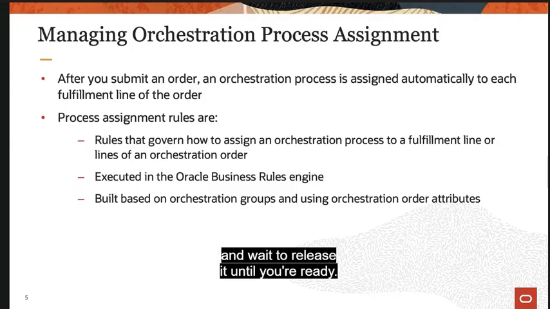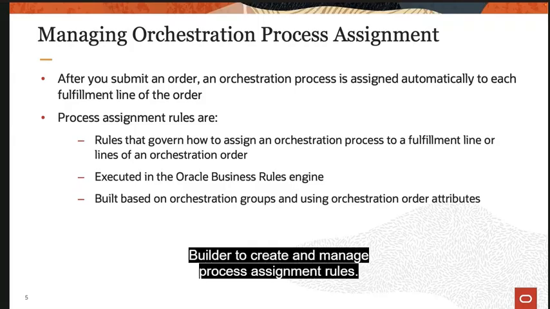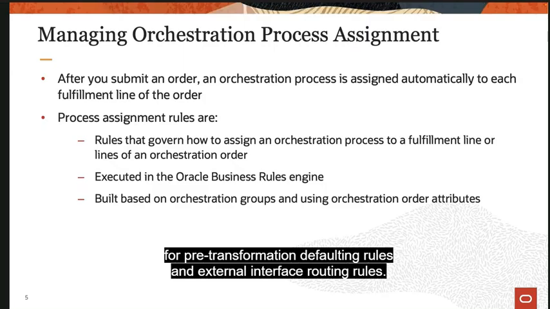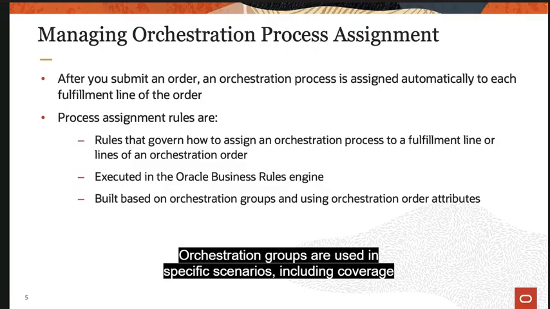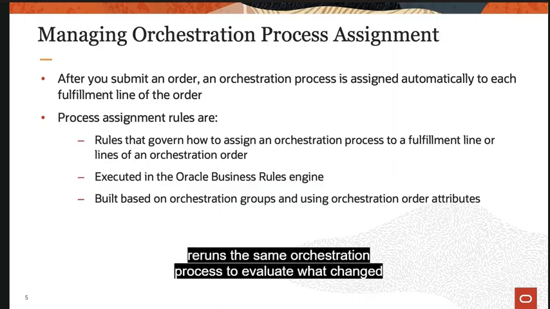In addition to the standard user interface, you can also use an alternative interface called the Visual Information Builder to create and manage process assignment rules. The Visual Information Builder is also available for pre-transformation defaulting rules and external interface routing rules. Orchestration groups are used in specific scenarios, including coverage and covered items, shipment sets, and models. Finally, when an order is revised, order management reruns the same orchestration process to evaluate what changed and determine the required updates.